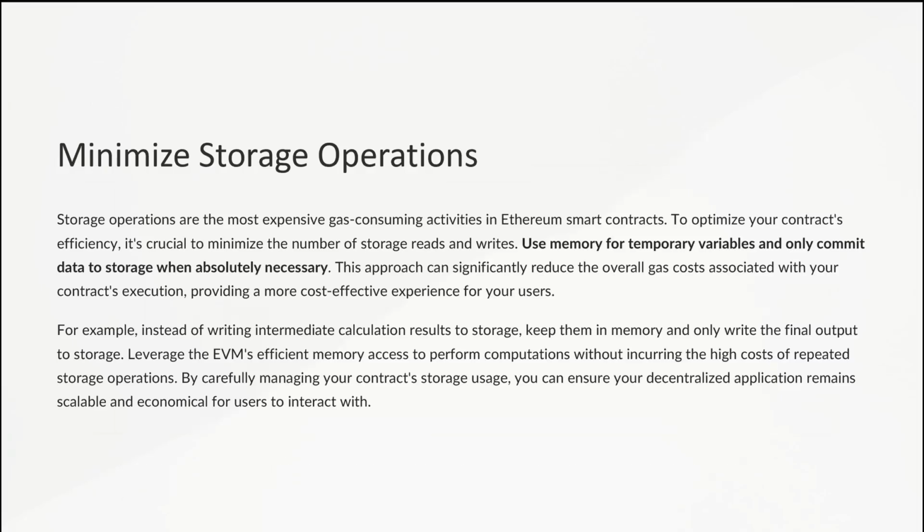Minimizing storage operations. Storage operations are the most expensive gas-consuming activities in Ethereum smart contracts. It is absolutely crucial to minimize the number of storage reads and writes you use in your smart contract. You should use memory for temporary variables and only commit data to storage when absolutely necessary. This approach can significantly reduce the overall gas costs of your smart contract. For example, we can keep the results of intermediate calculations in memory and only write the final output to storage. This approach also ensures scalability of your dApps.